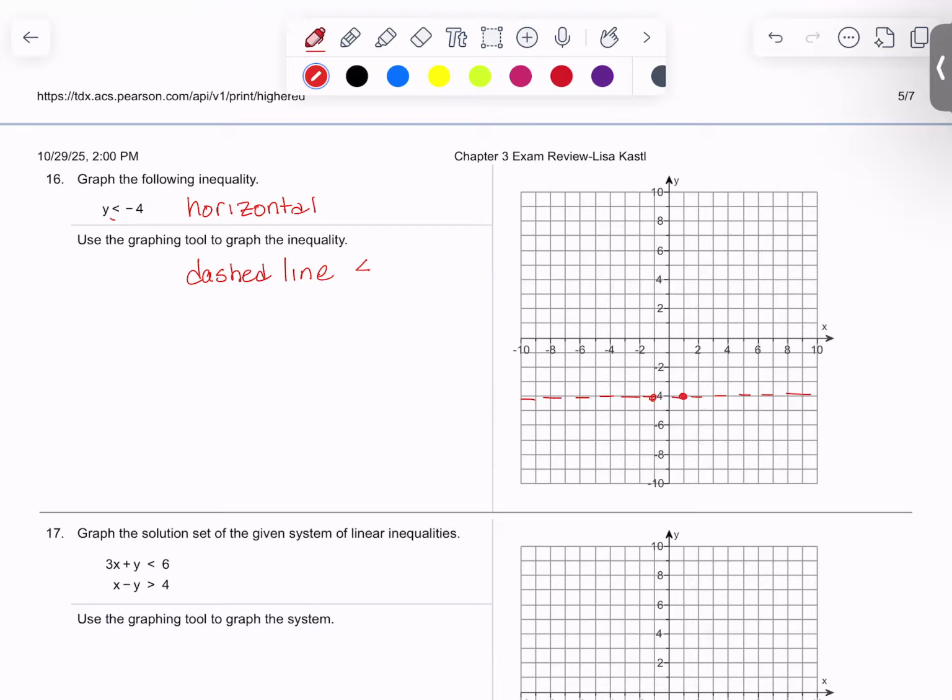Now, for horizontal and vertical lines, it's actually fairly easy to shade. If it's a horizontal line and it's less than, you're going to shade below. If it's a vertical line and it's less than, you're going to shade to the left. If it's a horizontal line and it's greater than, you're going to shade above. If it's a vertical line and it's greater than, you're going to shade to the right. So we're going to shade below. So we take our bucket tool and we click below that line, and that shades the correct solution.